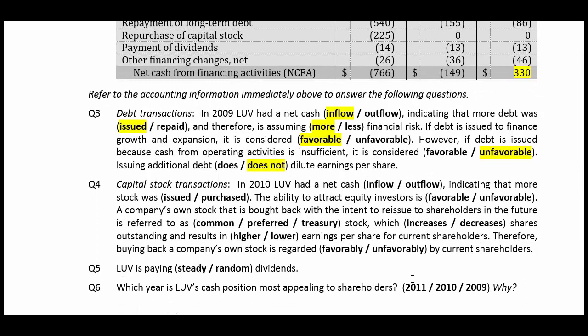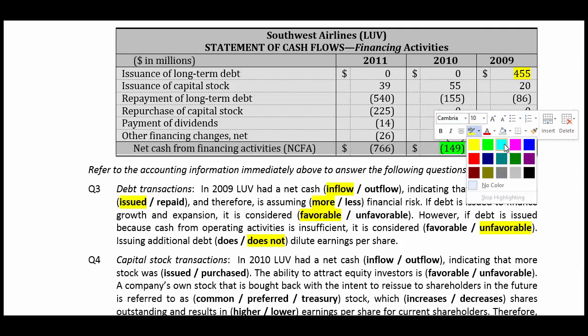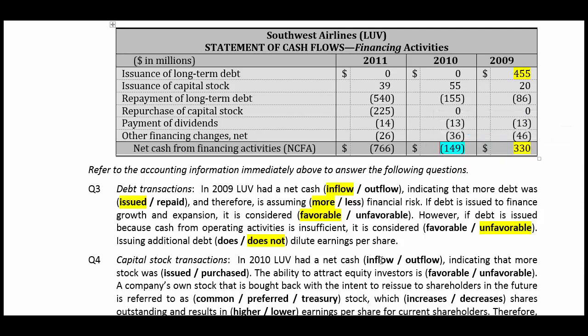Capital stock transactions. In 2010, Love had a net cash outflow. Here you can see that. I'll make it a different color for you, because this is a private university and we do extra good things for people. So there you go. Cash, wait, that's wrong. And we get the professor doesn't know the answers to the problems. Outflow, because it's negative, indicating that more stock was, well, what's driving this here? More stock was purchased. Wait, where did they purchase stock?